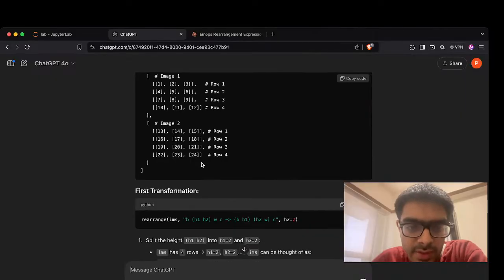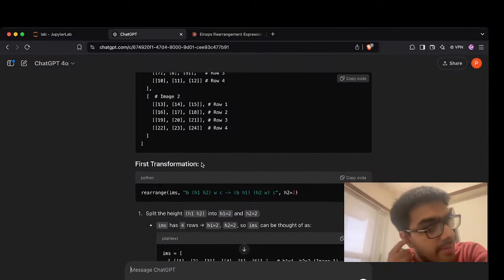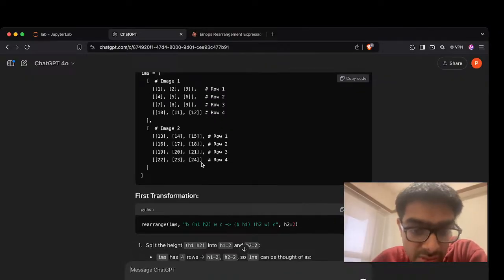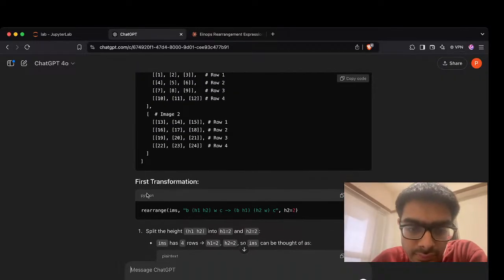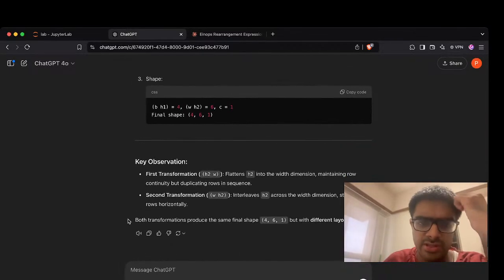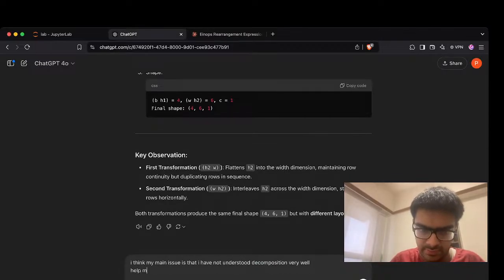First transformation, right? The first transformation is the one which should double the images. So IMS has 4 of those, which means h1 is 2 and h2 is 2, right? Maybe I haven't understood this decomposition composition very well. I think my main issue is that I have not understood decomposition very well. Help me start with some basic examples.